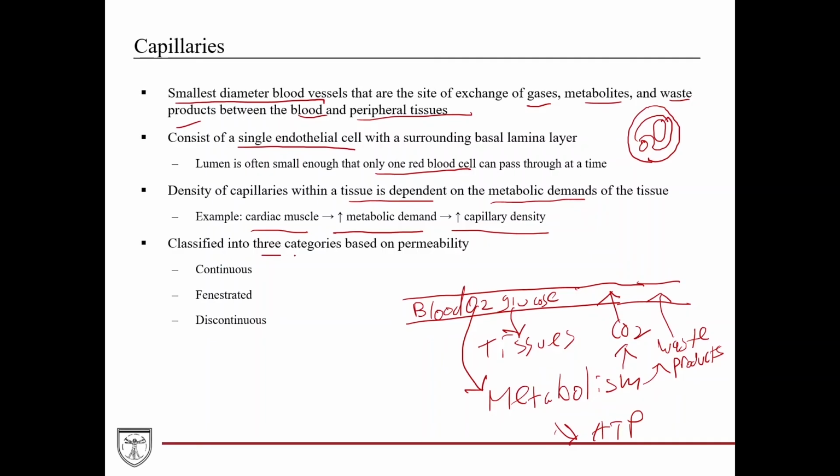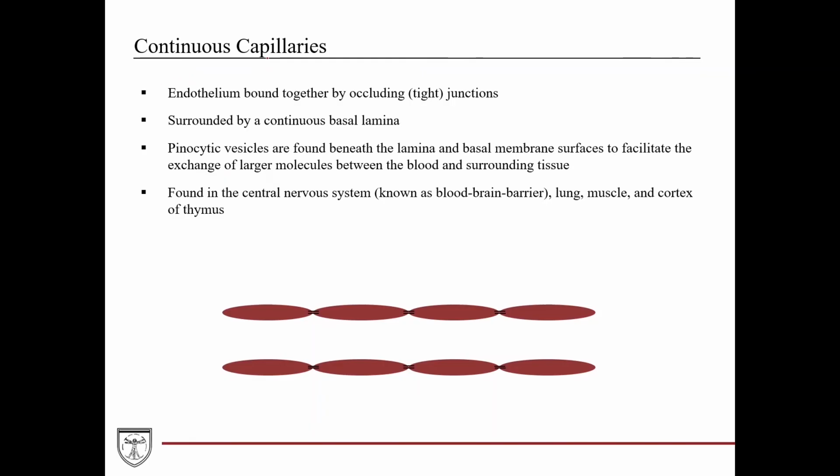Capillaries are classified into 3 categories based on their permeability. This is from the least permeable to the most permeable. So you have continuous, fenestrated, and discontinuous. And we'll go through each of these on the subsequent slides. So the first of these classes of capillaries are the continuous capillaries. And remember, these are the least permeable.